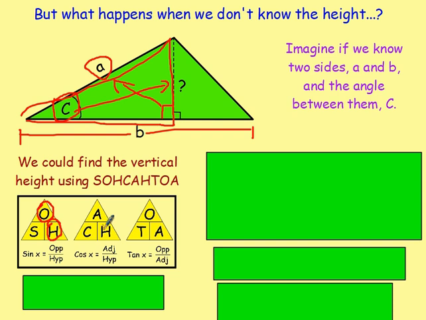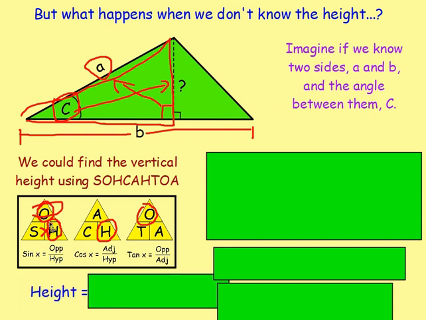Just very quickly then, we would have H, we would have O, but it is the sine x equals opposite over hypotenuse that we want to use. It is the length of the opposite that we would be wanting to find, and because these letters are beside one another, S and H, we would times them. So really, the perpendicular height would be given by the H, which is the hypotenuse, which is A, multiplied by S, which is the sine of the angle. So it'll be A times sine C.